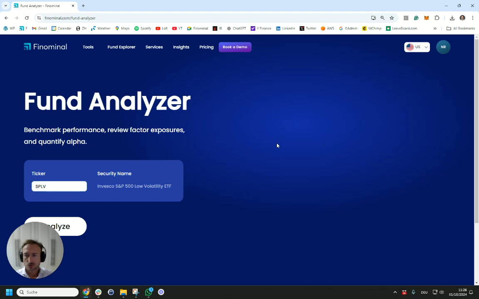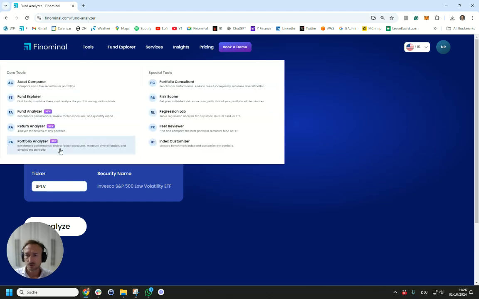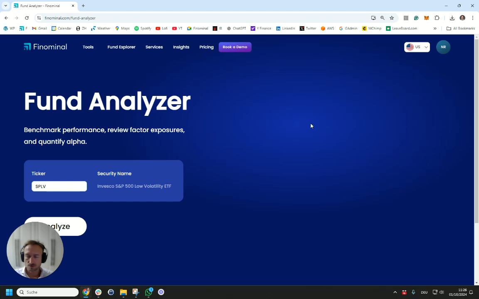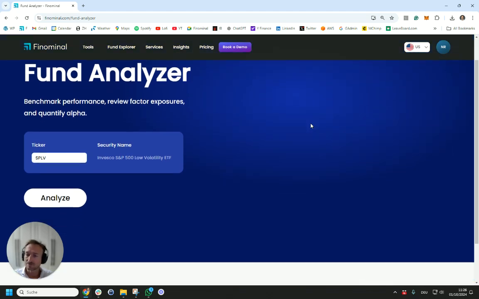Today we're going to showcase the fund analyzer tool, which allows you to benchmark the performance, review factor exposures, quantify the alpha, and many more things of a mutual fund or ETF. You can access this tool simply via the tools menu. It does not require registration or cost. You can simply go and play.